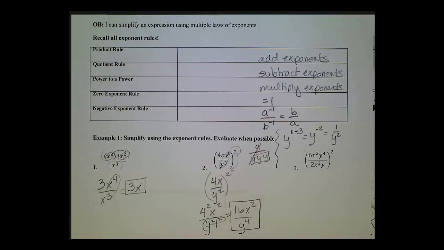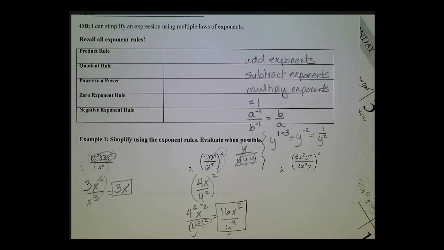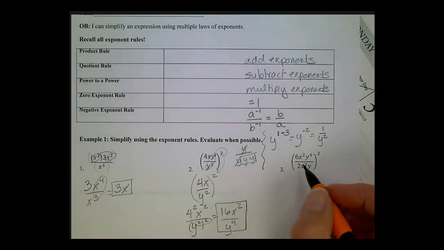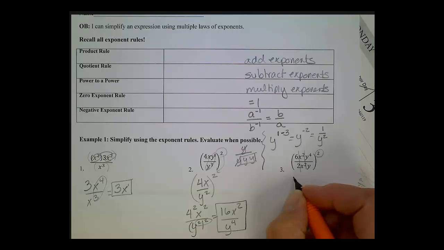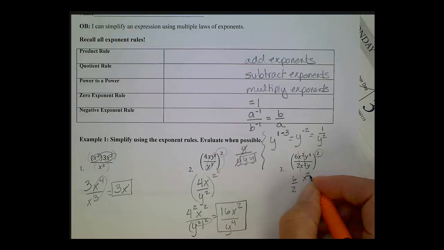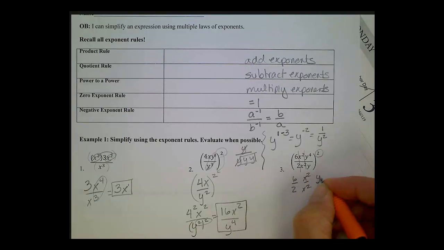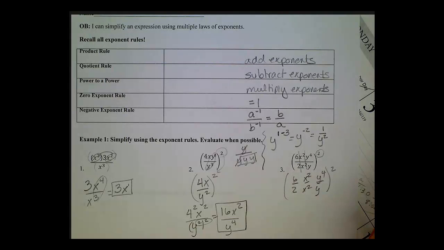Okay, hopefully that didn't seem too bad. It's nice when all of our exponents are positive. Number 3. Again, I've got numbers, I've got variables, x and y, and I have the outside power. So I think what I'm going to do first is treat this as a series of mini problems. Rewrite 6 over 2, x squared over x squared, and y to the 4th over y. And so I don't forget that variable, put a 2 out there.